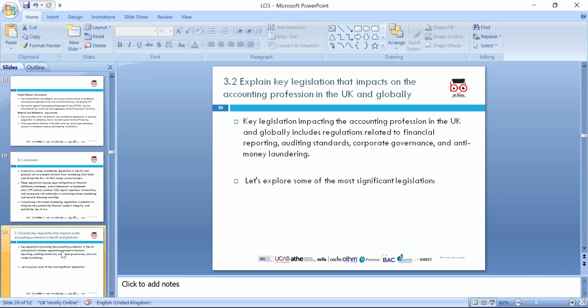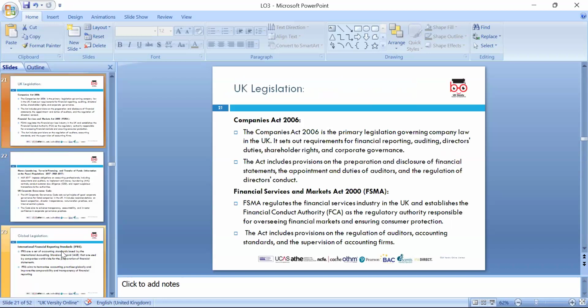Then we have 3.2. We can look at explaining the key legislation impacting the accounting profession globally, in the UK and globally, including regulations. We have the financial reporting standards, like we discussed about IAS. We have IFRS 16. We have the Companies Act 2006. A company is a legal entity, an artificial person. They have to work in the best interest of the company, with directors' duties, and the secretaries and the board. The accounts should be submitted to Companies House.